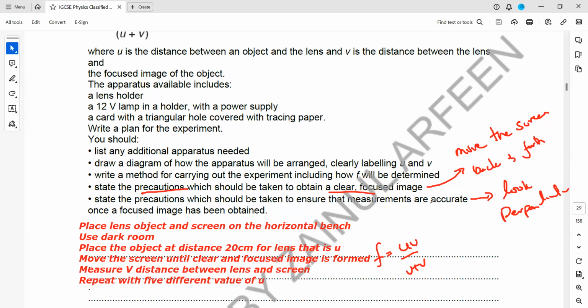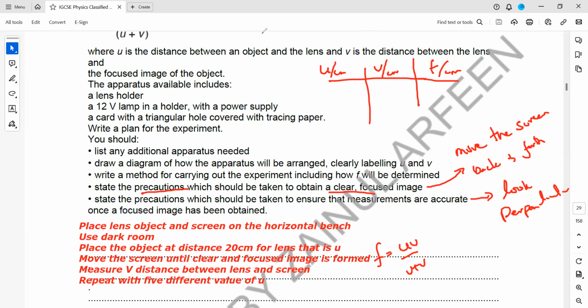In this question, they did not ask how you present your result, but you can also present your result. You will have the value for U in centimeter, the value for V also in centimeter, and then the value for F, which is U into V divided by U plus V, also in centimeter. You don't need to write the formula there. Just write F and the unit in centimeter.